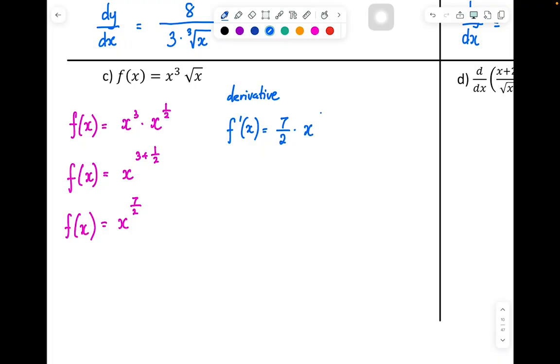But once you find the derivative, it should be absolutely fine. I'm just taking this extra step here, just in case you need to substitute.